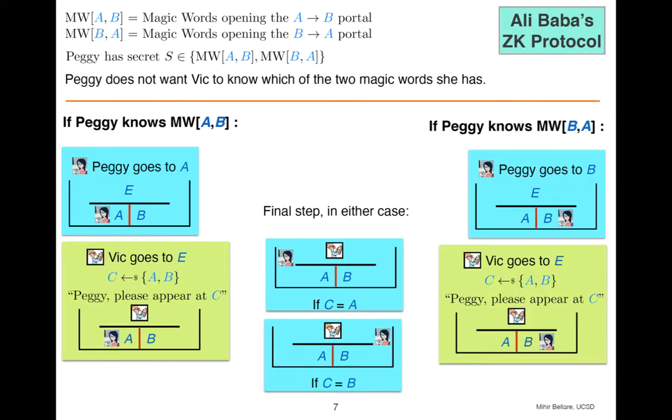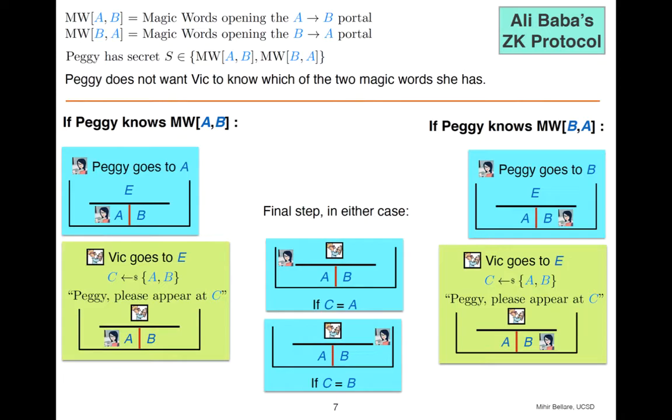The first one is trivial, but it's still important, and it's kind of the equivalent of a correctness condition in a cryptographic primitive. It just says that suppose everybody's honest and doing what they're supposed to do, then the verifier will always accept. In other words, suppose Peggy's claim is true, meaning she does know one of the two passwords or magic words.